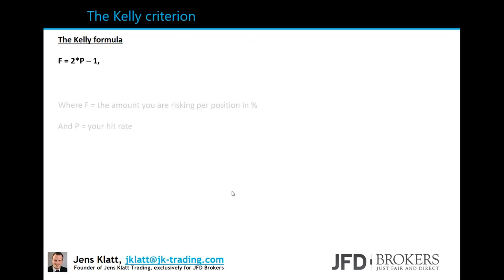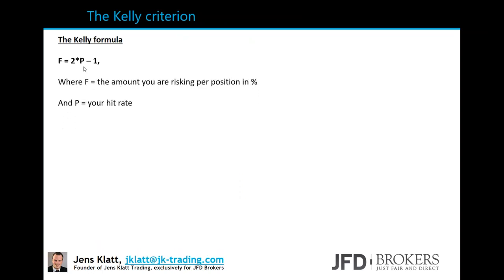First of all, it's very simple. It's F = 2 times P minus 1. That's it. Where F is the amount you're risking per position in percent, and P is the hit rate.